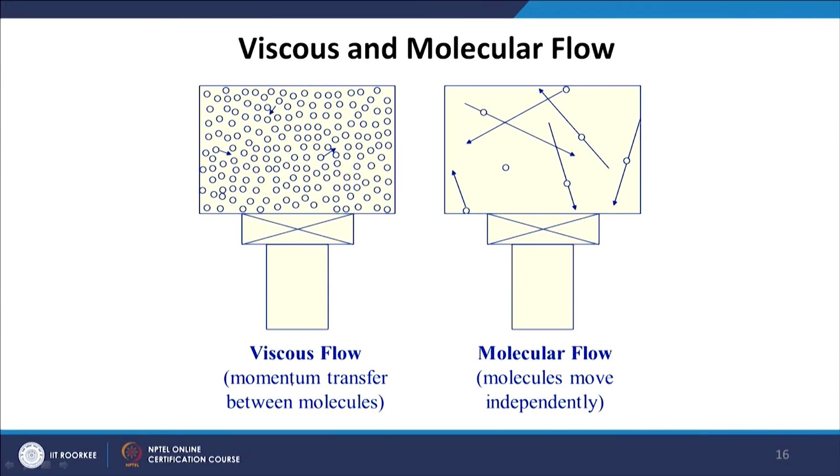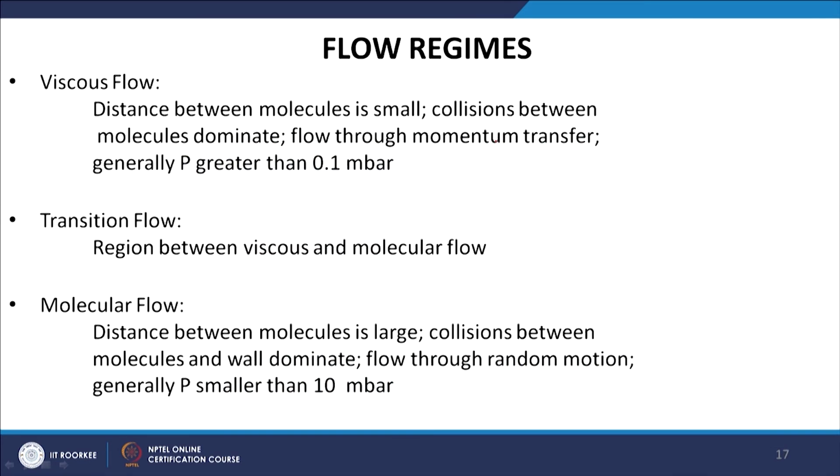In a viscous flow, like the one shown in this block, a momentum transfer happens between molecules, whereas in a molecular flow, molecules move independently. In a viscous flow, the collision probability is much higher, as you can see the number of molecules is higher. So when one molecule collides with another, there is a momentum transfer between molecules, but in molecular flow the molecules move independently, and there is no momentum transfer. Now, we will look for the region where the transition happens from viscous flow to molecular flow.